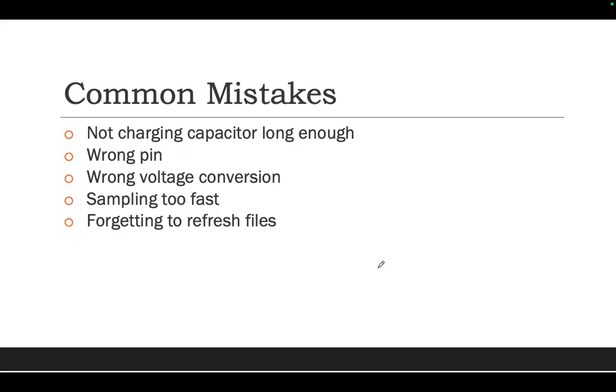A wrong pin, so you need to check your pins very carefully. A wrong voltage conversion, sampling too fast or too slow, and forgetting to refresh files. Sometimes students save a file, find something wrong, and run the circuit again, but they forget to remove the old data, and then the result will be very weird. So you need to pay attention to that.